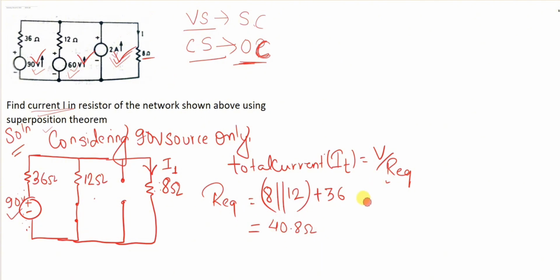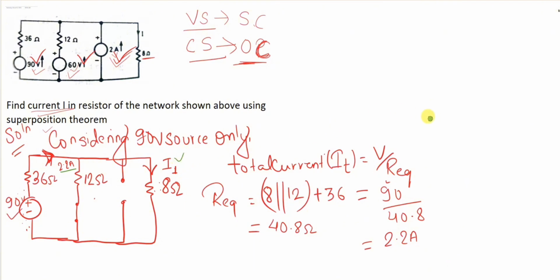Once you identify the value of R equivalent, you can easily identify the value of I total, which is equal to 90 upon 40.8 ohm, which is 2.2 ampere. It means you have identified the total current flowing through this. I total at this point is equal to 2.2 ampere. Now you have identified the total current, but your task was not to identify the total current, it was to find the current flowing through the 8 ohm resistor.